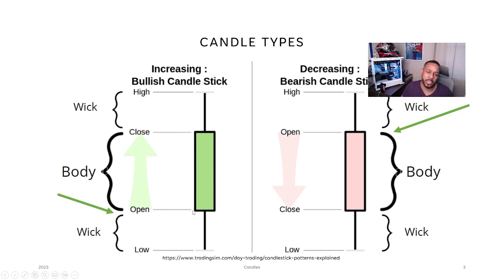So for the bullish, it starts on the bottom and moves up. Price moving up is bullish, and for a bearish candle, price starts up and moves down, right? So therein lies the difference between a bullish candle and a bearish candle.